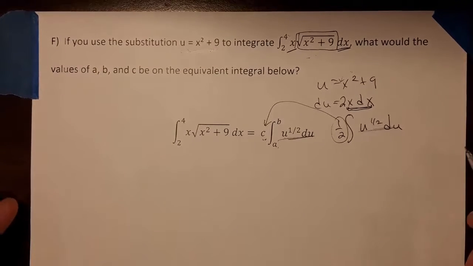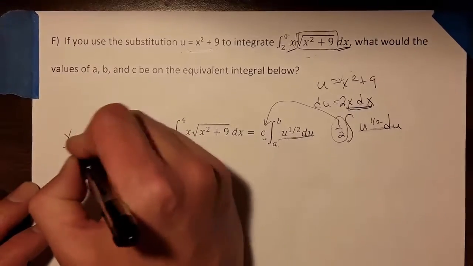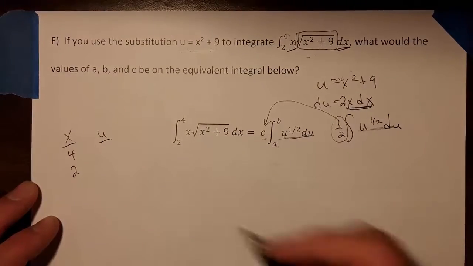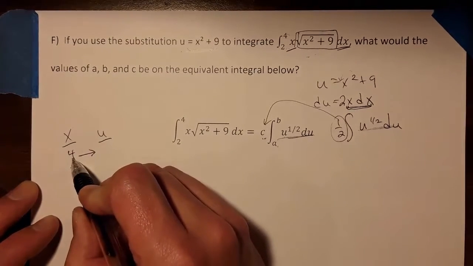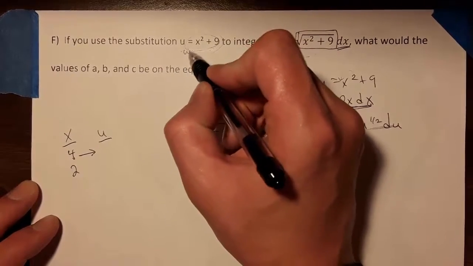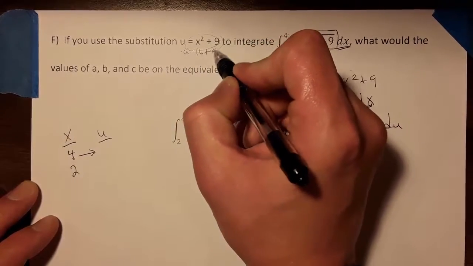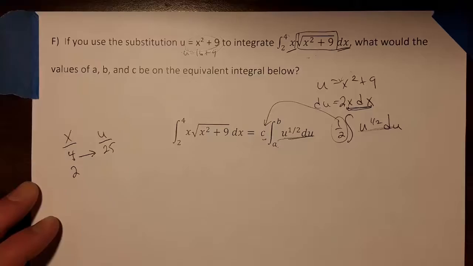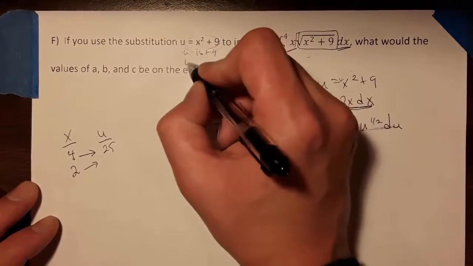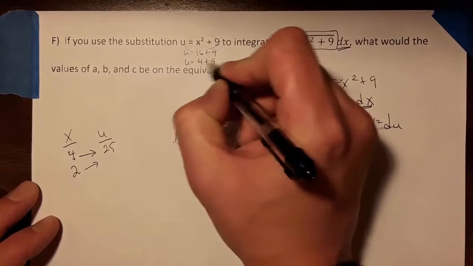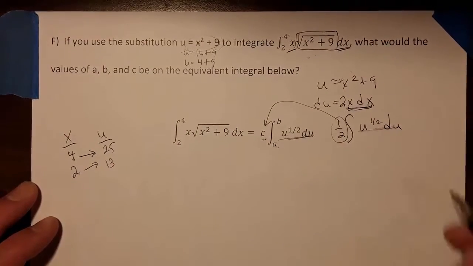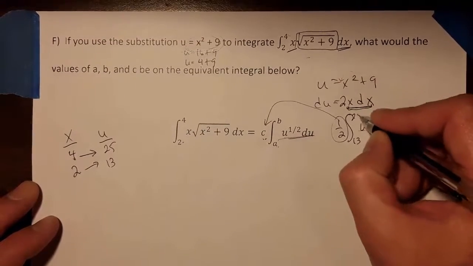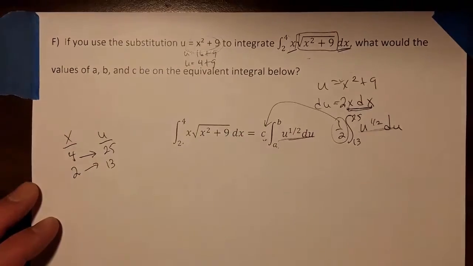I've just got to convert my limits of integration into u values. So my old limits of integration were 4 on top and 2 on bottom. If I plug 4 into this function for x, I would get 4 squared is 16 plus 9. So the u value that results is 25. And if I plug 2 into this function for x, I get 2 squared, so 4 plus 9, and the u value that results is 13. So my new lower limit is 13. That's replacing the old 2. And my new upper limit is 25. That's replacing the old 4.